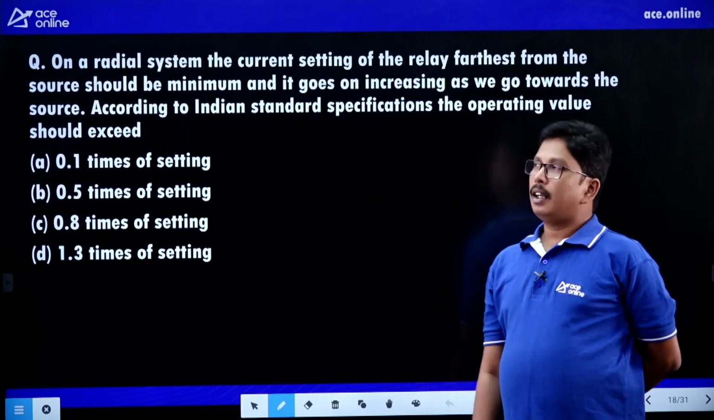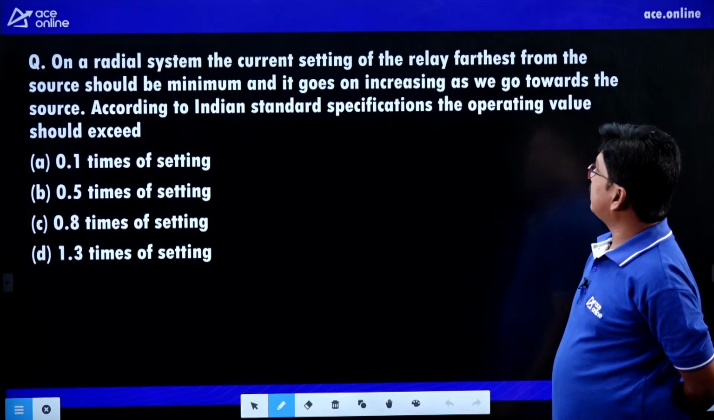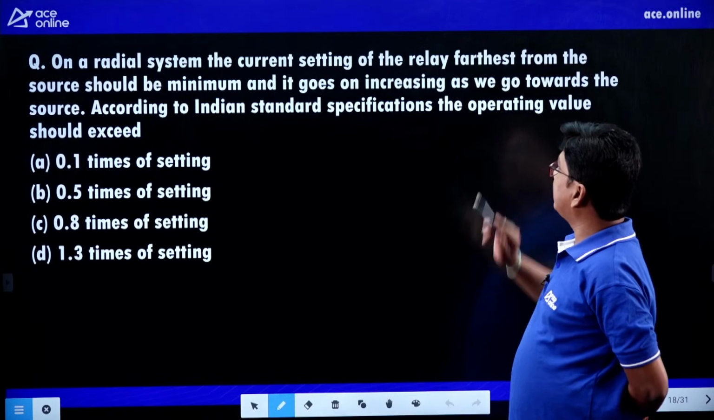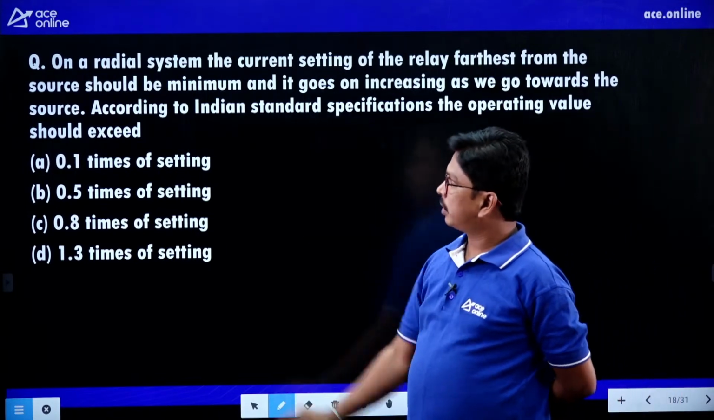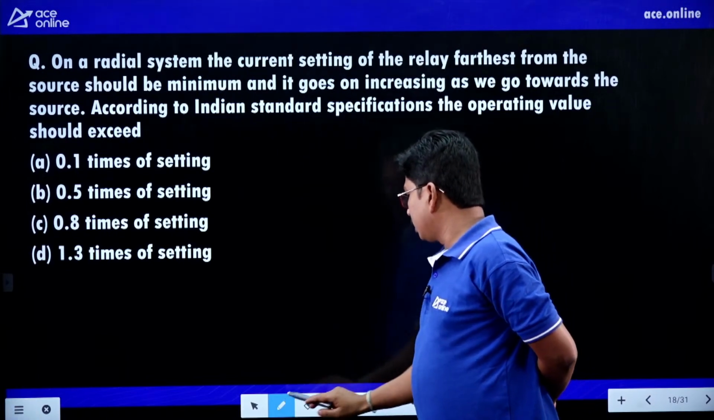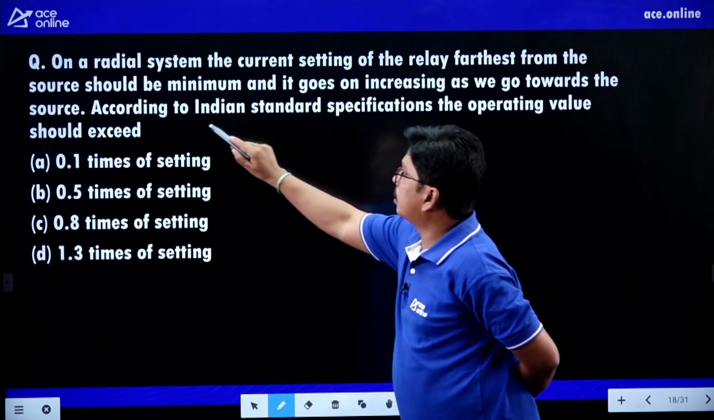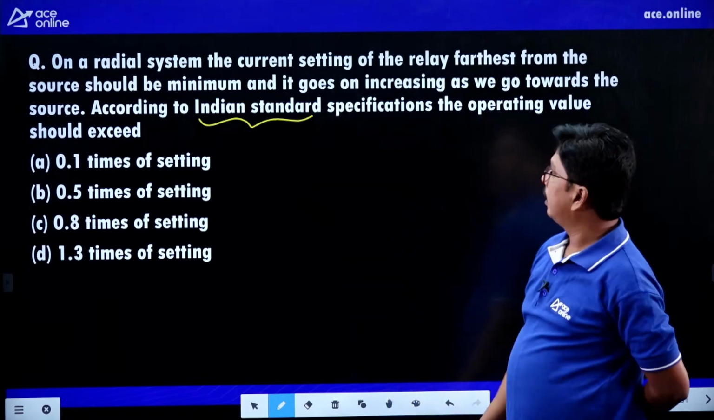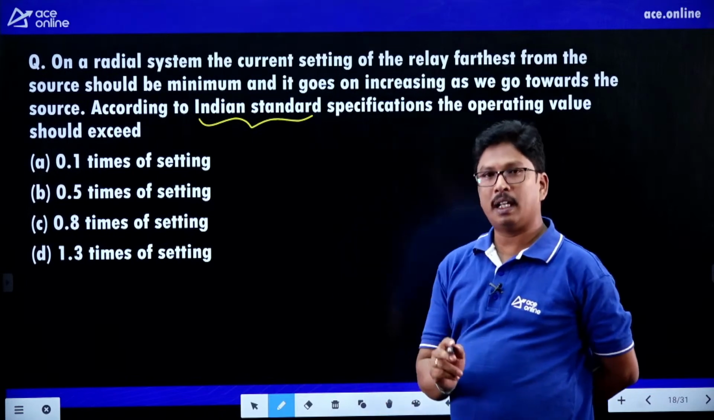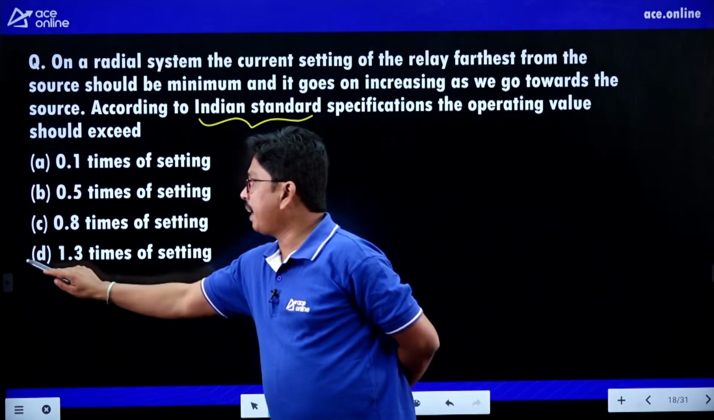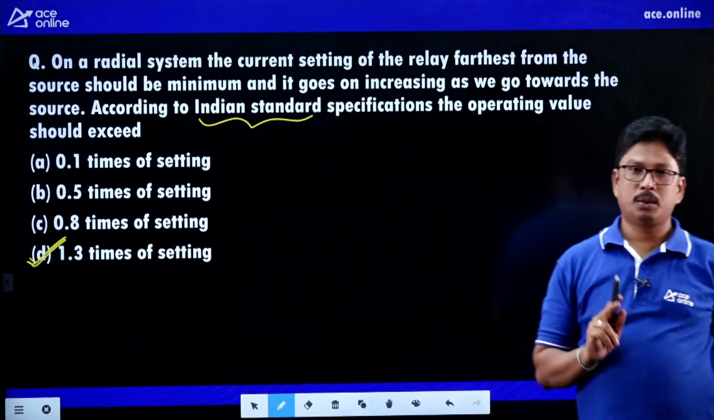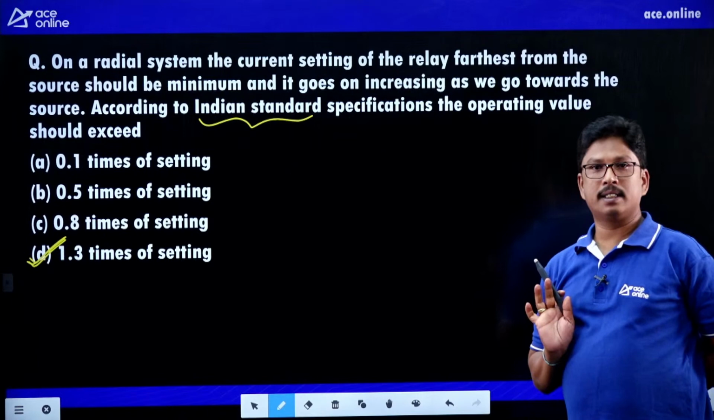Here, on a radial system, the current setting of the relay farthest from the source should be minimum, and it goes on increasing as we go towards the source, according to Indian standards, right? The Indian standards are fixed, students. So we have to study the Indian standard rules. According to the specifications, the operating value has to exceed 1.3 times the setting value. So that is the Indian standard setting.